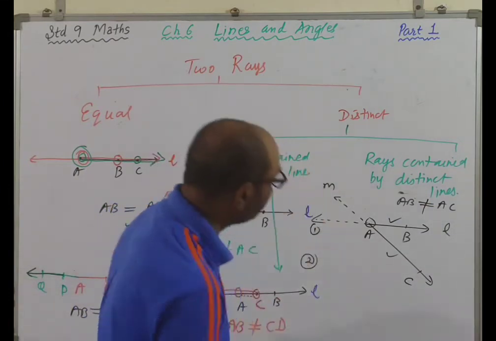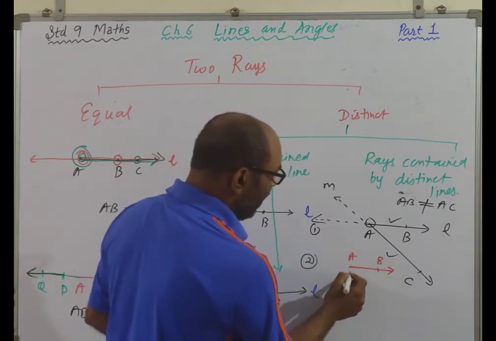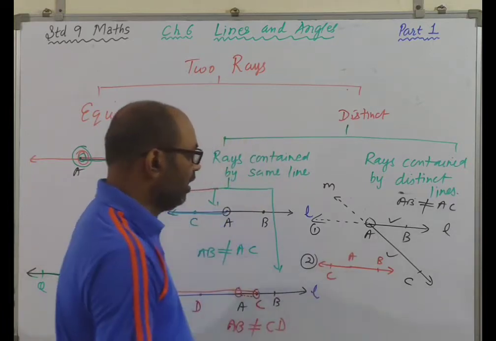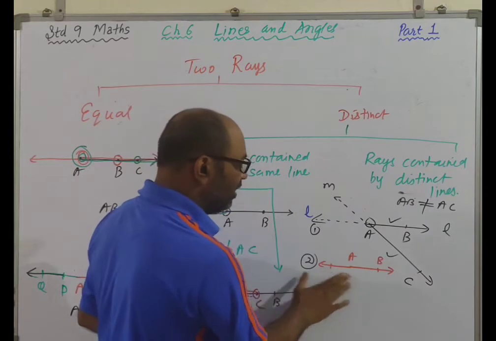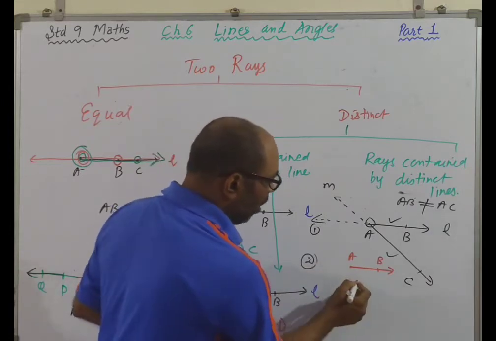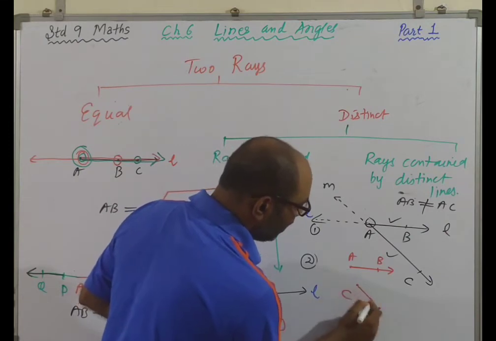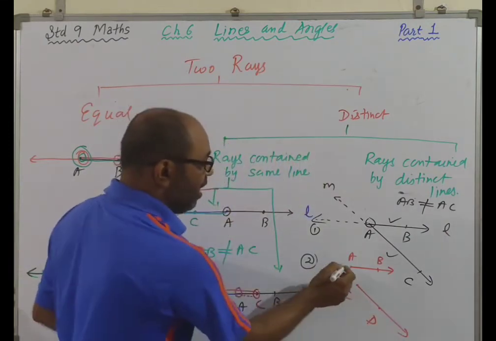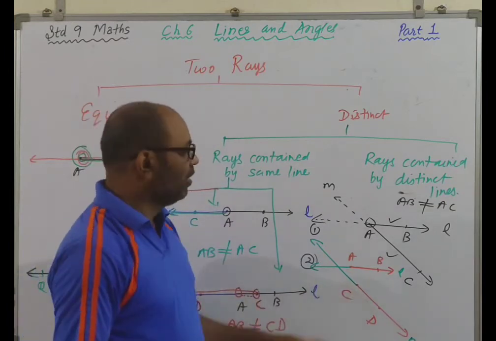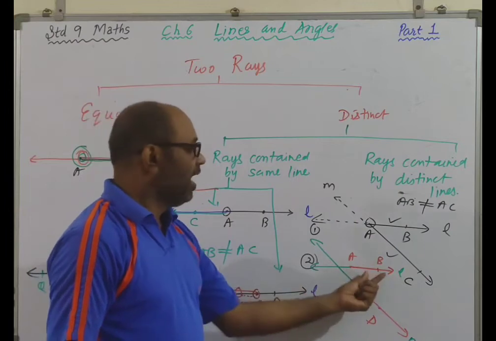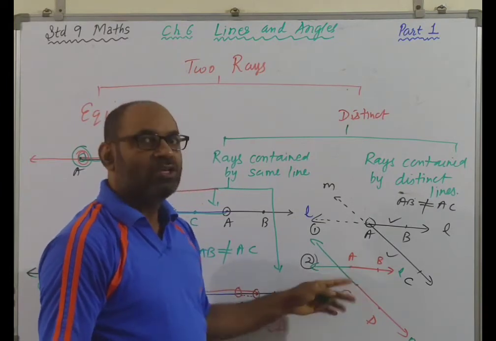Second situation. Ray AB, correct? Or ray AC. Ray AB and ray AC, that we have seen here, right? They are distinct, but these are contained by the same line. Now this ray CD, look at these two rays, correct? Now ray AB is contained by line L and ray CD is contained by line M. Produce them fully. So here, not even a single point is common. Between ray AB and ray CD, not even one point is common, and they are contained by distinct lines. So the rays are distinct.